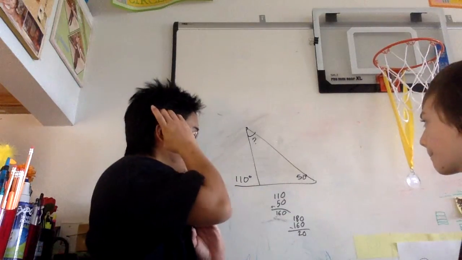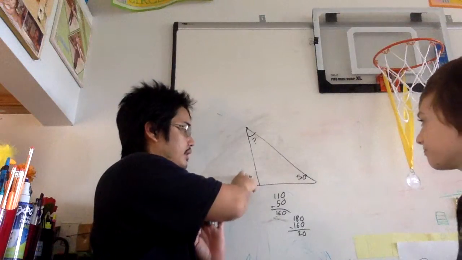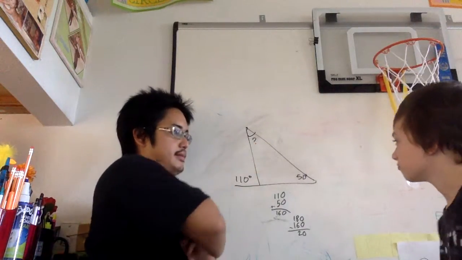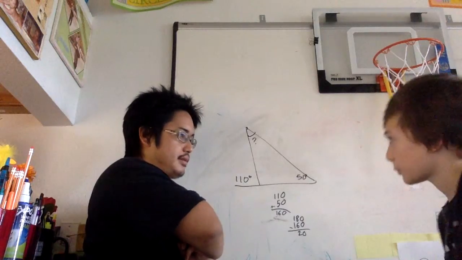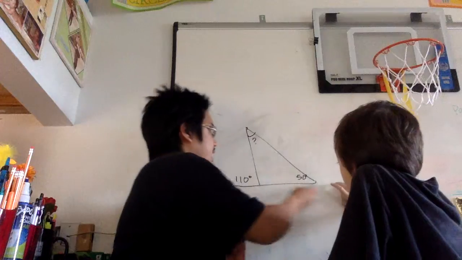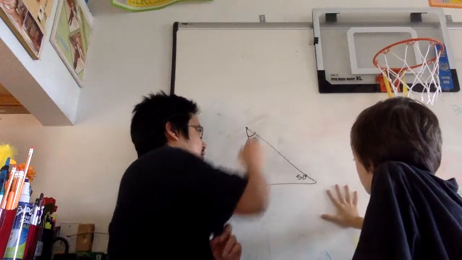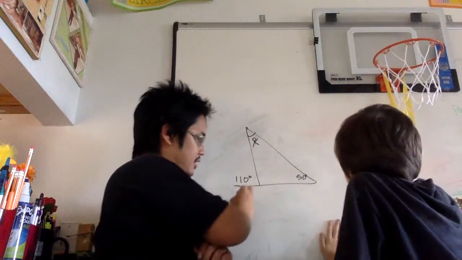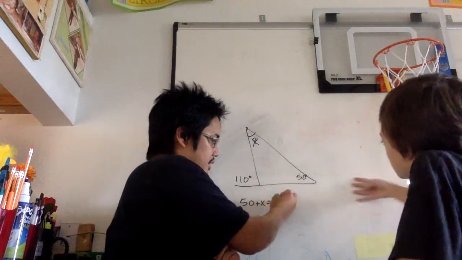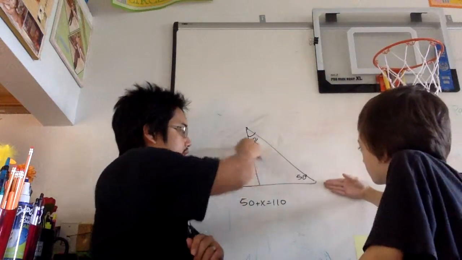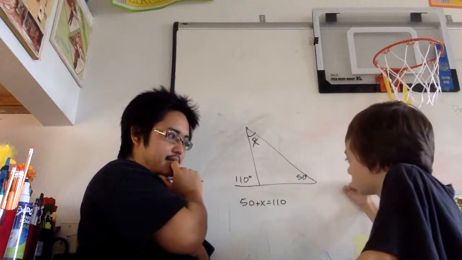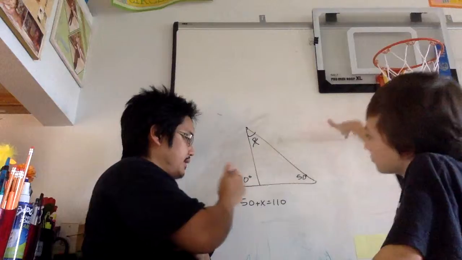I know that in order to get this angle right here, I have to add up this plus that, right? So let's use this as an x. That's all I know. So I know that 50 plus x is equal to 110. This plus that gives me the angle outside. Does that make sense?